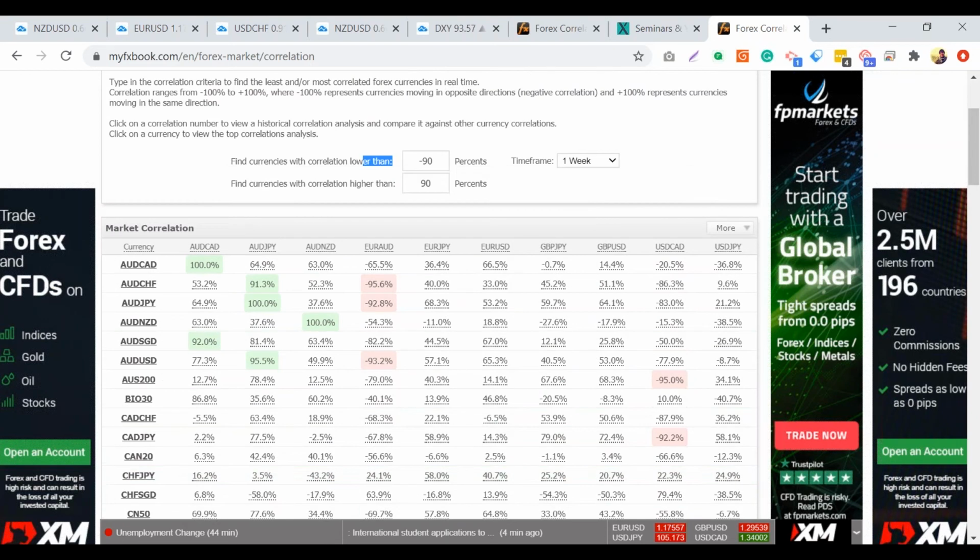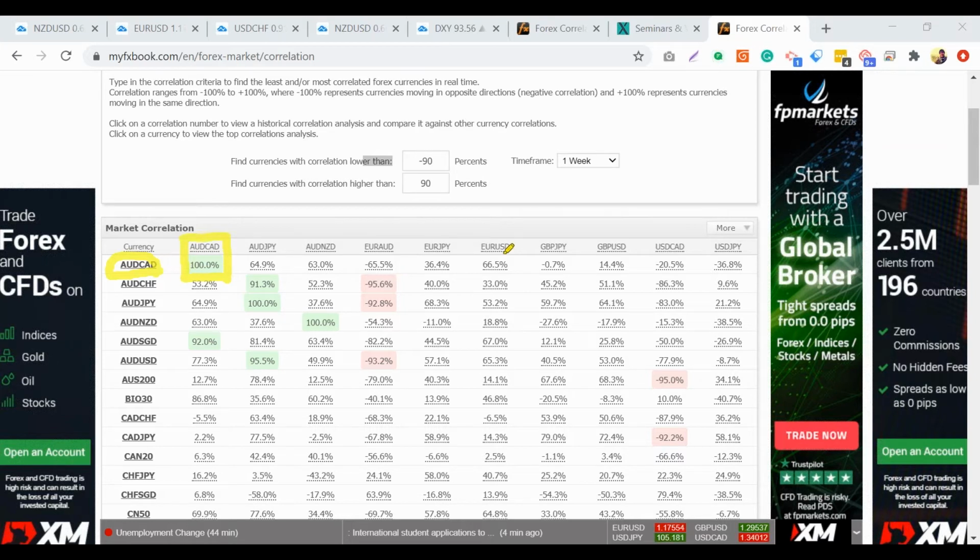So let me explain how it works over here, and I'm going to find my little highlighter. For AUD/CAD, if you're looking at a currency pair like AUD/CAD, obviously AUD/CAD will have 100% positive correlation with AUD/CAD.